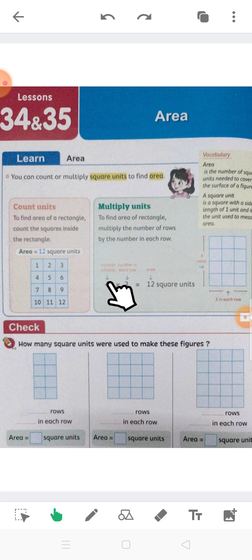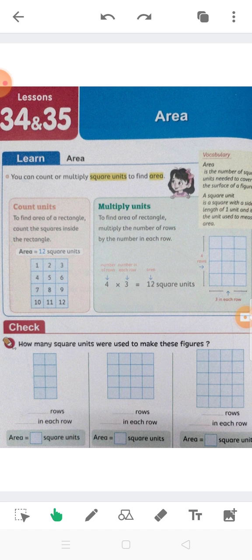So the area equals rows by columns. 4 by 3, or 4 by how many? Number of squares in each row. So 4 times 3 equals 12 units. So I've got the same figure, but I use different strategies or different ways to show the area.